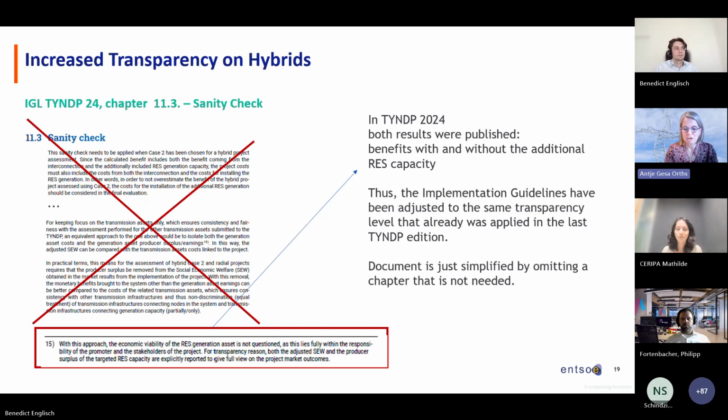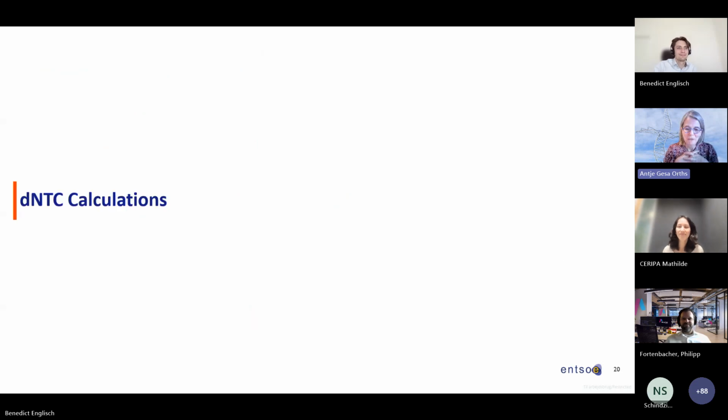Finally, as you can see also in the old version, the footnote says that we publish both things. And as we publish both numbers, so with and without the generation benefit, this old chapter is not needed because full transparency is there. You get everything. And this is the reason why we deleted a chapter and therefore actually increased transparency. This was my contribution. And I hand over to Mathilde.